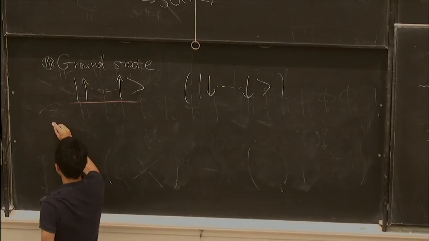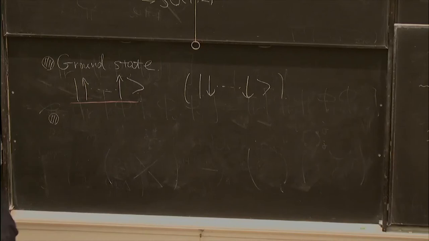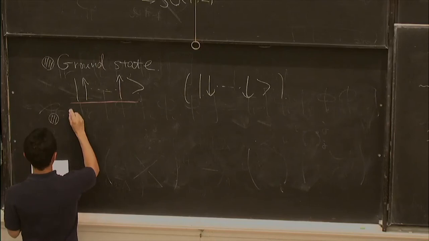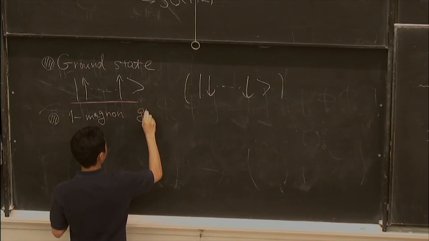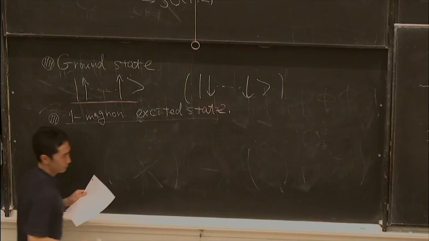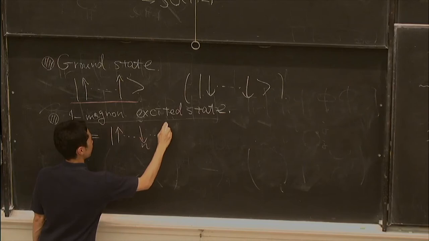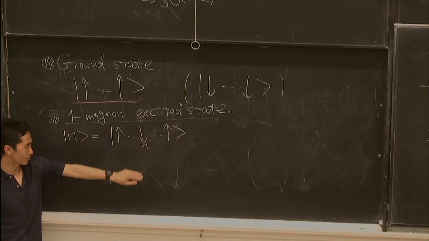And all the other states can be obtained by flipping, for example, several spins. In the statistical mechanics context, this flipped spin is often called a magnon, because you can view it as an excitation on top of this ground state vacuum. So let's talk about the one magnon excited state. I'm gradually moving in the direction of integrability. So the one magnon state is spanned by this kind of state, which has only one down spin at the n-th position.